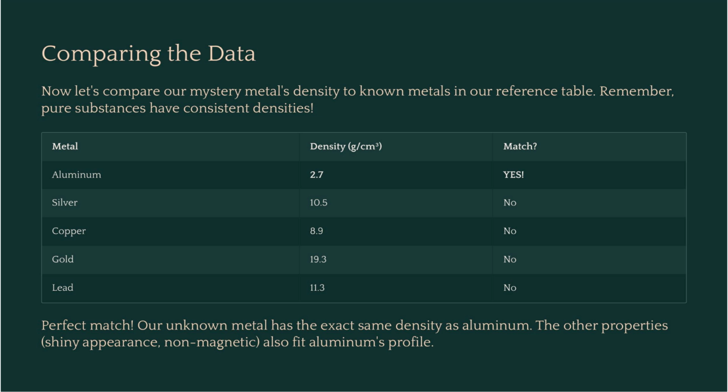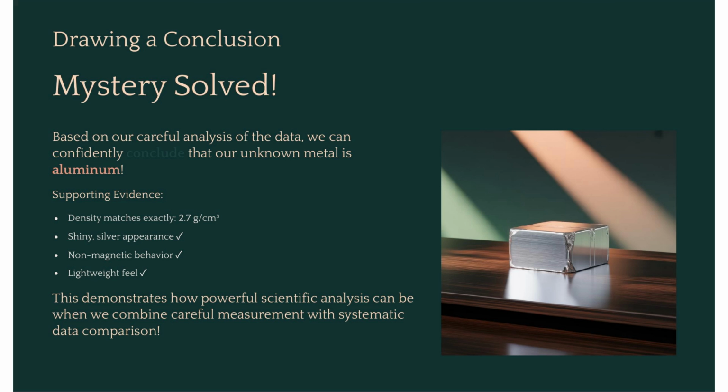Remember, density is mass divided by volume. So 54 grams divided by 20 cubic centimeters equals 2.7 grams per cubic centimeter. Next, we check a data table of common metals. We see that aluminum has a density of 2.7 grams per cubic centimeter. That's a perfect match. Based on our data, we can draw a strong conclusion.